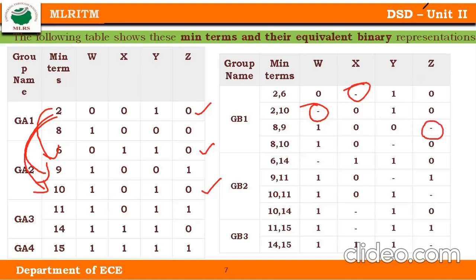So I have the pair of 8 and 9. So 8 is paired now, 9 is also paired. Please put tick marks beside whenever it is paired, so that you can understand if it is not paired, that can be considered as your prime implicant.